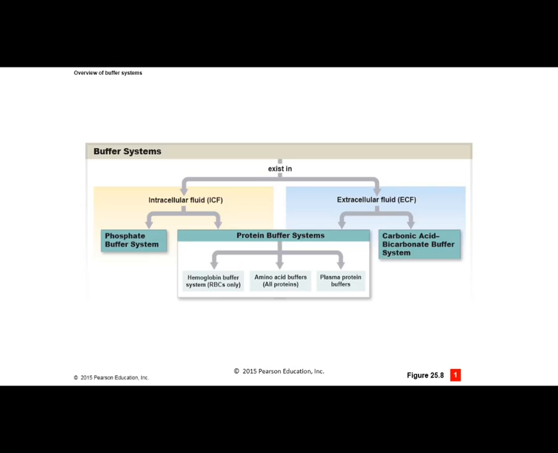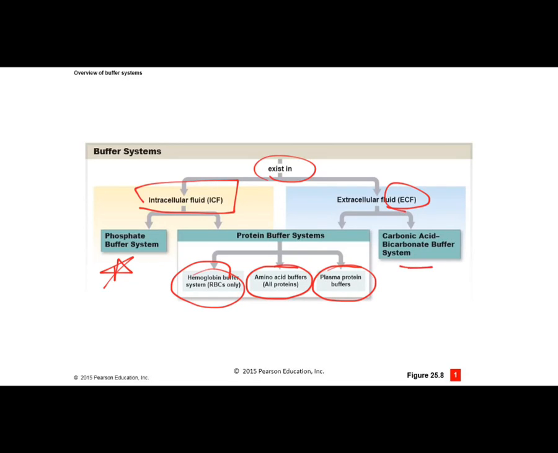Let's just take a look at this. So again, we have these buffering systems. In the intracellular fluid, there's the phosphate buffer system. There's also some of the protein buffer system. And even hemoglobin can be a buffer in red blood cells. There's amino acids that act as buffers. There are plasma protein buffers. Lots of proteins can act as buffers. And then in the extracellular fluid, think plasma, that's where we have the bicarbonate and the carbonic acid buffering system in play.